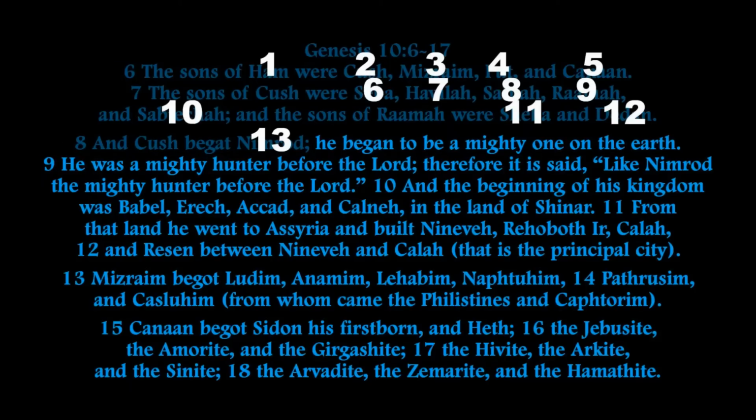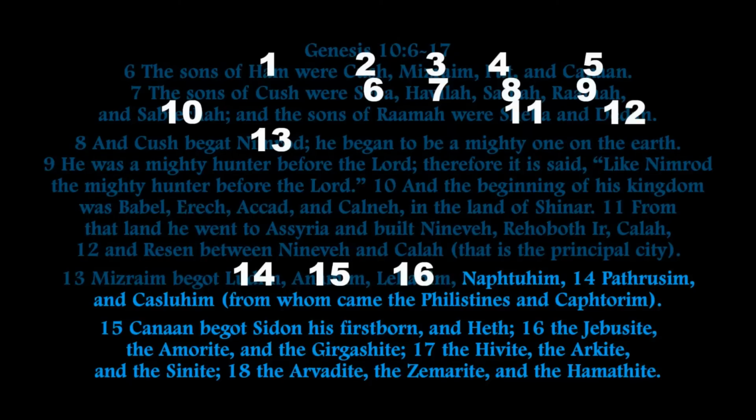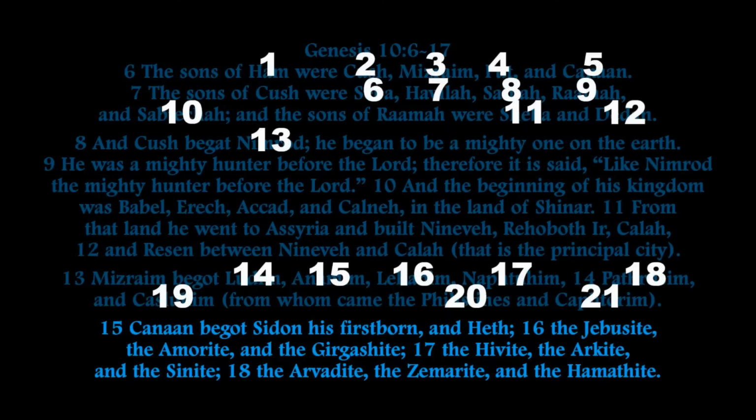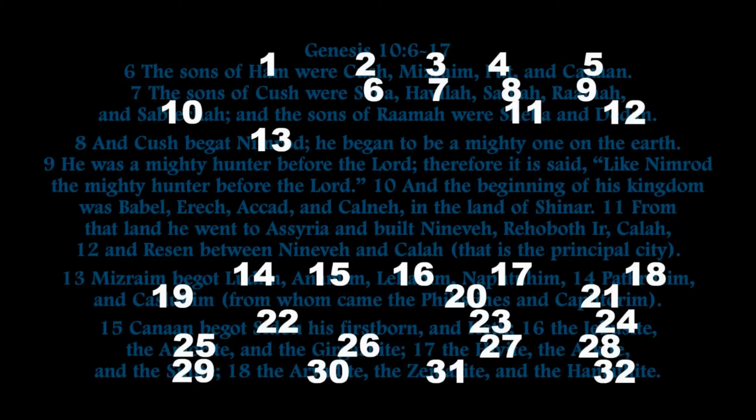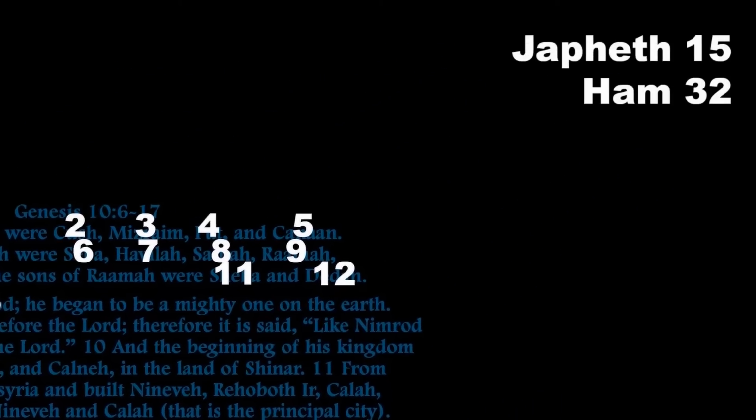But since he was already counted in verse 6, we start again with the Ludim. 14, 15, 16, 17, 18, 19, 20, 21. Again, skip over Canaan. He was also counted in verse 6, and start with Sidon. 22, 23, 24, 25, 26, 27, 28, 29, 30, 31, and 32. So we add 32 total names from Ham into our totals.